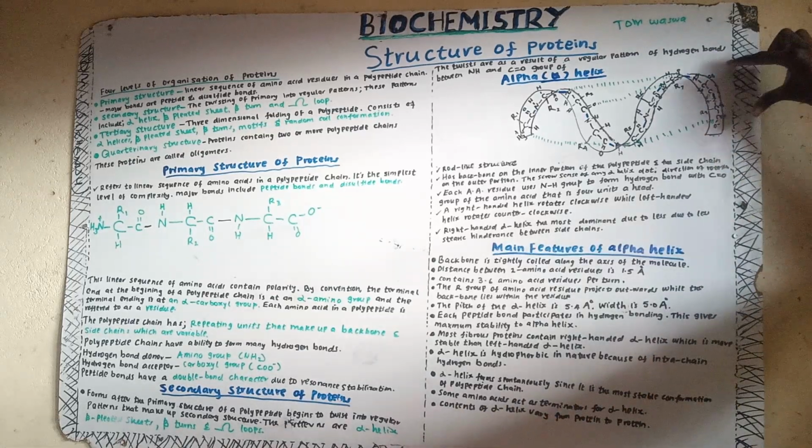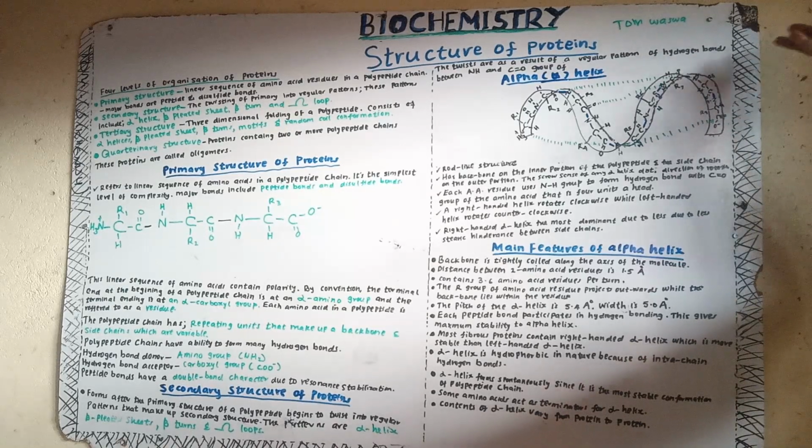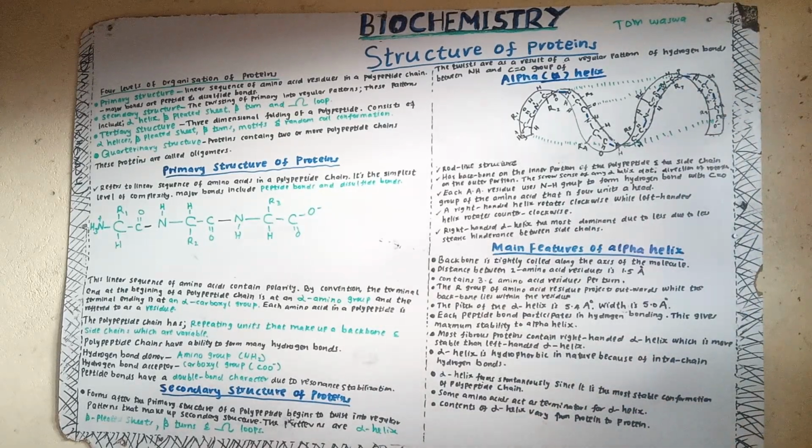It was found that the distance between two amino acid residues in an alpha helix is 1.5 angstroms. The alpha helix also contains 3.6 amino acid residues per turn. Another important thing is that the pitch of the alpha helix is 5.4 angstroms and the width is 5.0 angstroms.